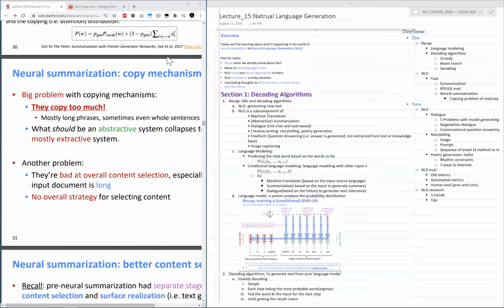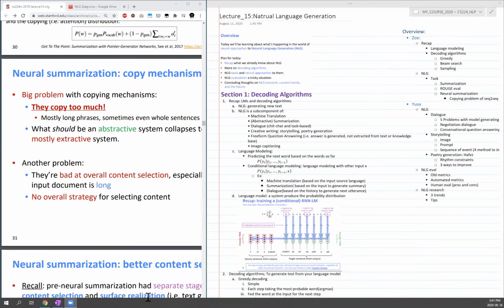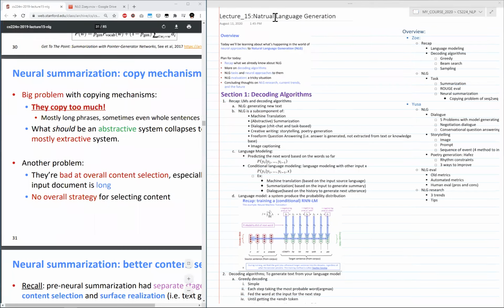Generation, which is kind of a new chapter. We never touched it before. So, as always, I will hand over the lecture to Yusa to start today's lecture. Okay, off to you.